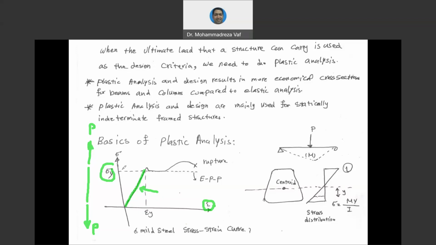So if you increase the force more than the yield point, you may have a graph like this. For a specific duration, you can see that without increasing the force, you're having a large elongation inside your bar. This is the indication of yield, and sometimes some materials show strain hardening until they reach the ultimate stress and ultimate strain. So plastic analysis basically works in the plastic range, and we want to see how we can design our structural elements when they reach this level of stress.